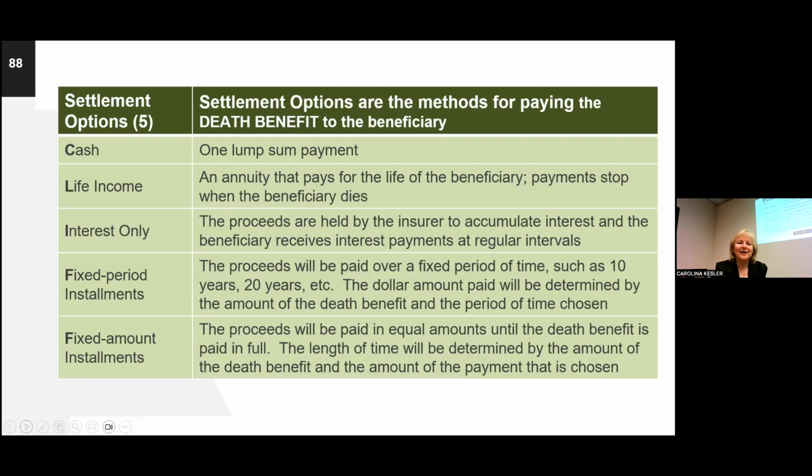So interest only. The proceeds are held by the insurer to accumulate interest, and the beneficiary receives interest payments at regular intervals, paying taxes on that interest, right?